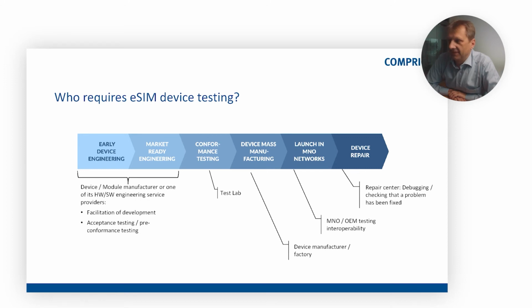And even eSIM devices, sooner or later, will break here and there, and they need to be repaired, and they will go into a repair center. And also there, you need to debug and analyze the problem and check that the problem has been fixed afterwards. And for this purpose, also you need to have the radio interface working. You need to have an eSIM and an eSIM profile supporting the radio interface, supporting the provisioning process to check all this. Without, you cannot do this. And that's done by many, many repair centers all over the world.